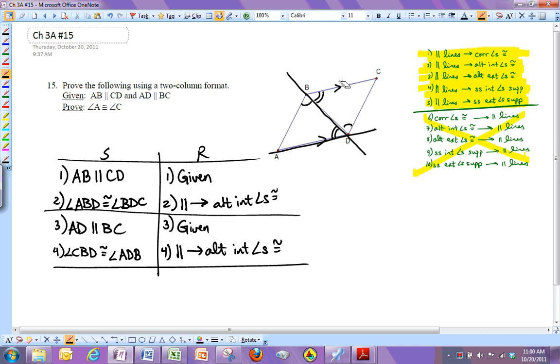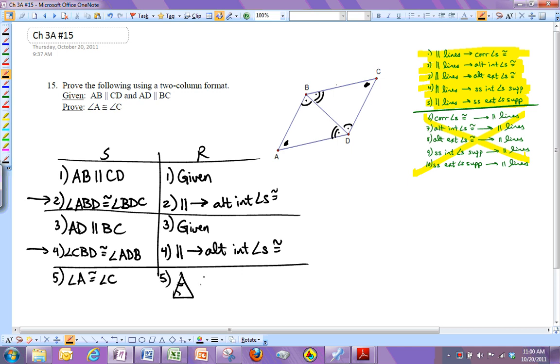Okay, so let me erase some of these things right now. So right now that's what I have. My goal is to prove that this angle here is the same as this angle here. And if you think about it, look at what I've done in steps 2 and 4. I've matched up two angles of this triangle with two angles of this triangle. So I can jump to my last step now. Angle A is congruent to angle C because I have two angles of one triangle that are the same as two angles of another triangle, so the third angles have to be the same too.